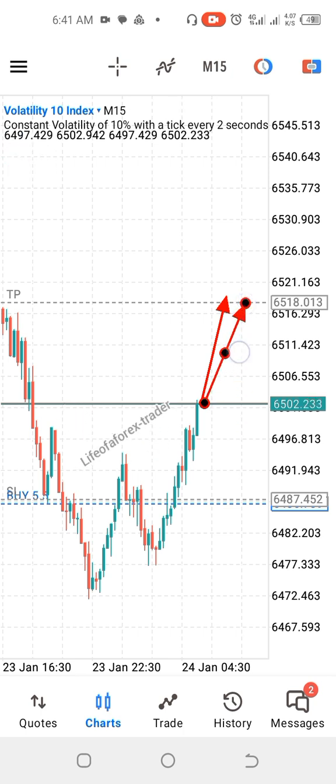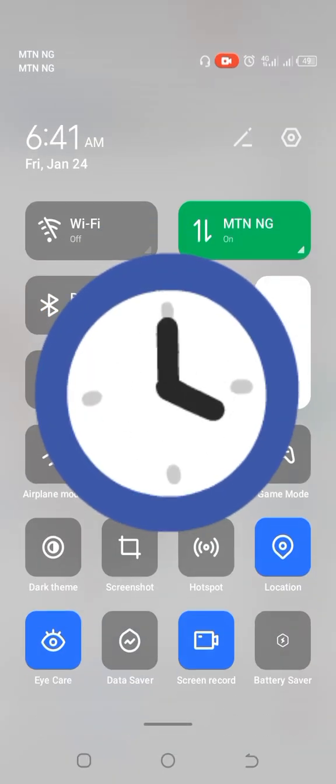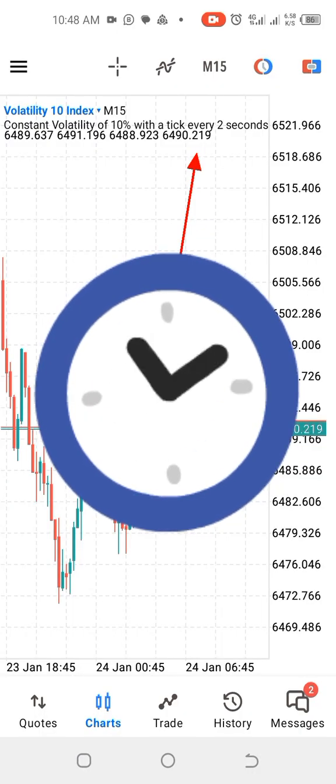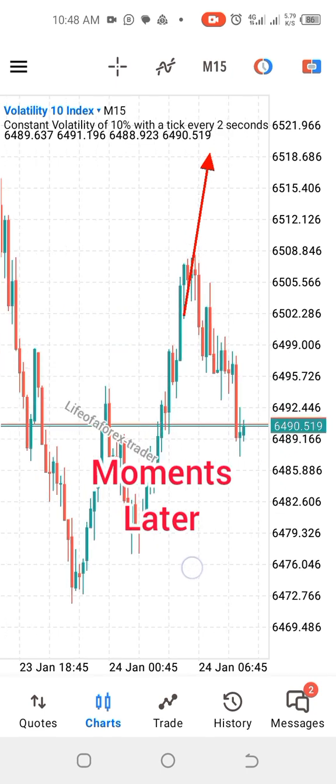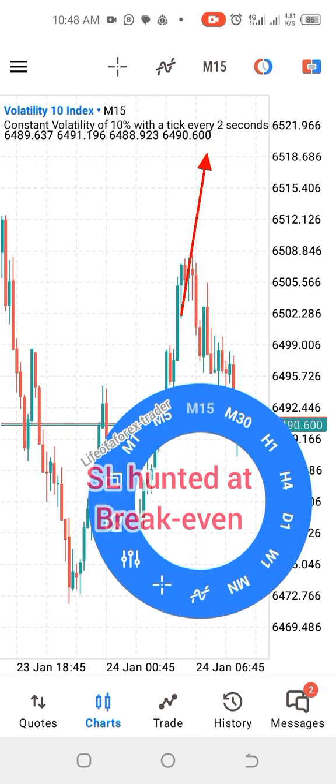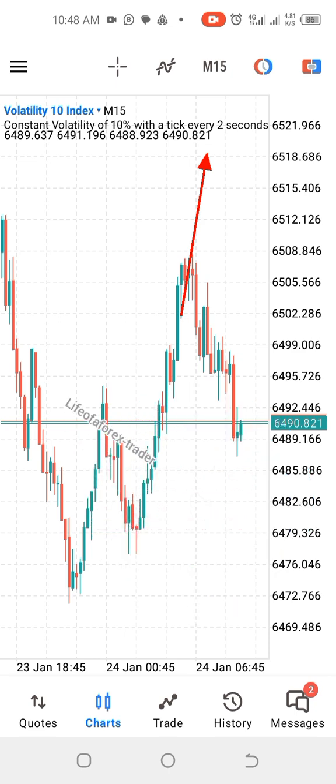So it's good to always have a good trading plan, and to be defensive. Let's see what happens, right? You can see moments later that my stop loss was actually hunted, as suspected.